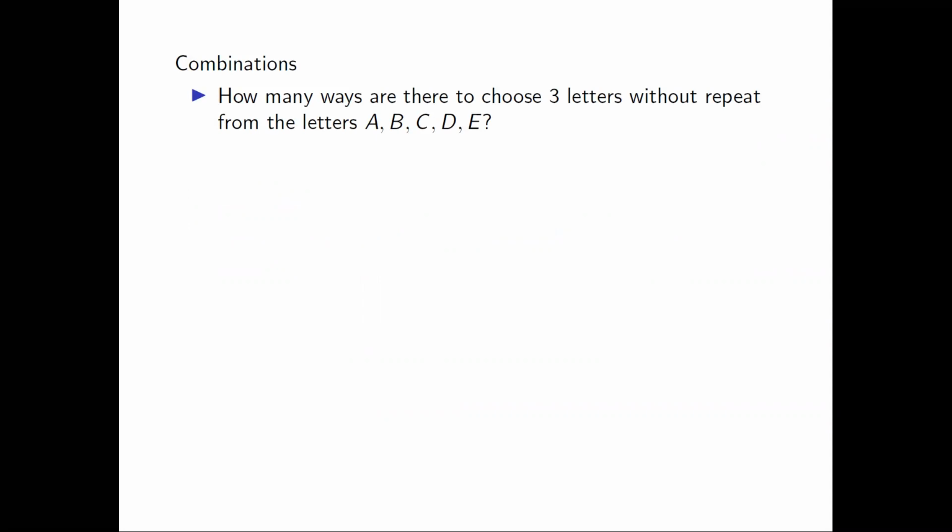Now, let's move on to combinations. So here's a typical combination question when all of the letters are distinct. How many ways are there to choose 3 letters without repeat from the letters A, B, C, D, E? And we've seen how to do this in previous videos. So we have 5 total letters, they're all distinct, and we're choosing 3 of them. So this is our binomial coefficient, 5 choose 3. This is equal to 5 times 4 times 3 over 3 times 2 times 1.